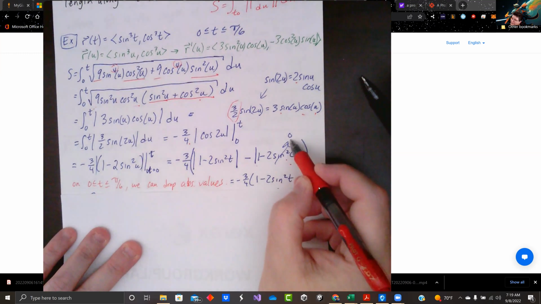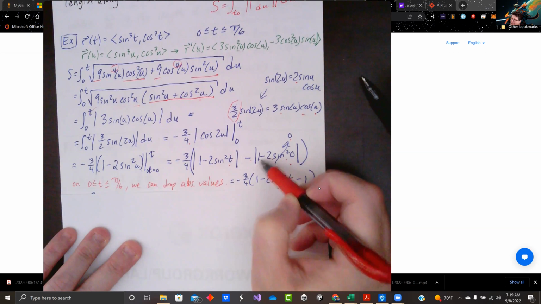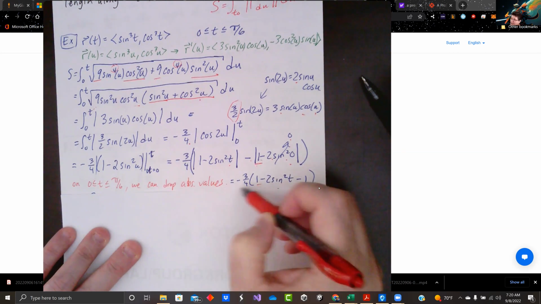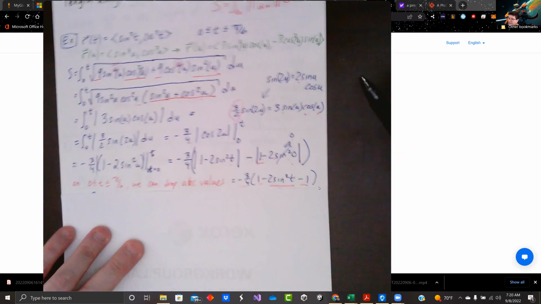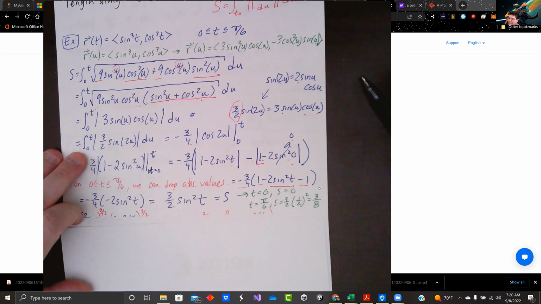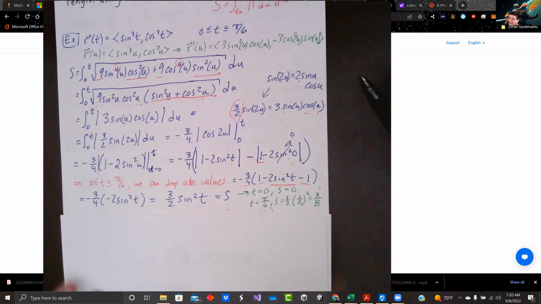So the 0 is gone. We've got 1 minus 2 sine squared t minus this one right here that's left. The ones cancel out. We've got negative 3/4 times negative 2 sine squared t, which is 3/2 sine squared t, and that's our s. Okay.